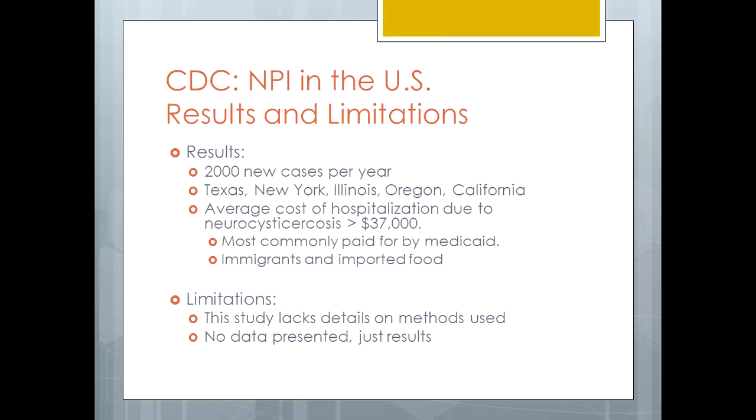Interestingly, they also noted that of those 2,000 new cases per year, most of them are occurring in immigrant populations and may be associated with imported food rather than endemic to the US. Some limitations of this study, however, were that it lacked a lot of detail on methods, and there was no data really presented. It was just a bunch of results, basically.